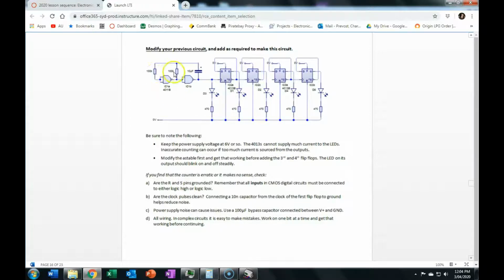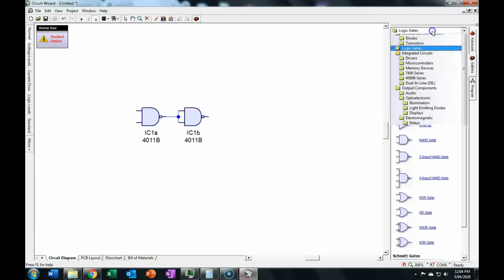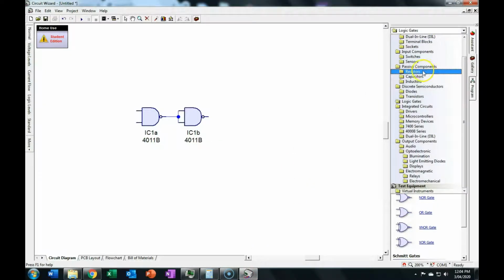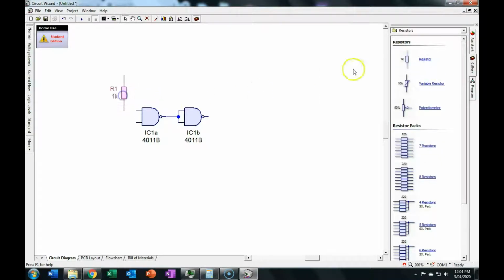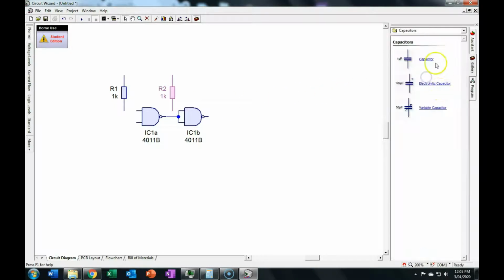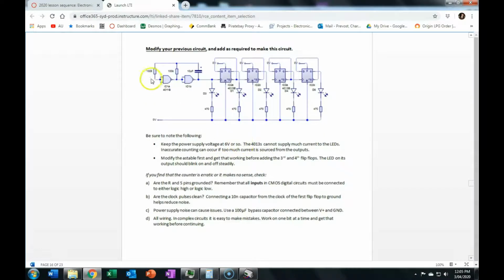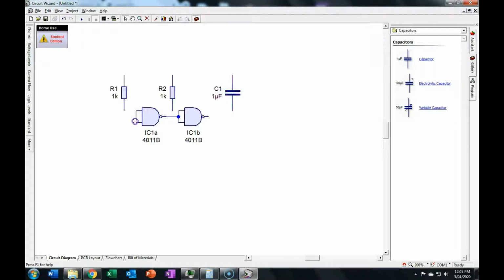We need 2 100k resistors and a 10 microfarad capacitor. Find them under the passive components, resistors. So we have 2 100k's, which I'll change in a moment, and a capacitor, 10 microfarad. And you can see that the input of each of these NAND gates are tied together, and that's connected to that. So this one is connected there, and this was connected to output, and then each one of these was connected together like so.